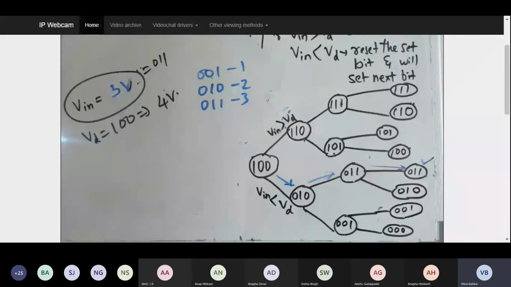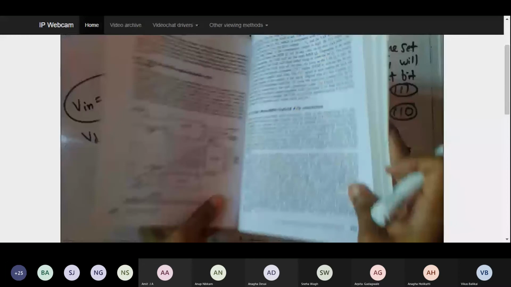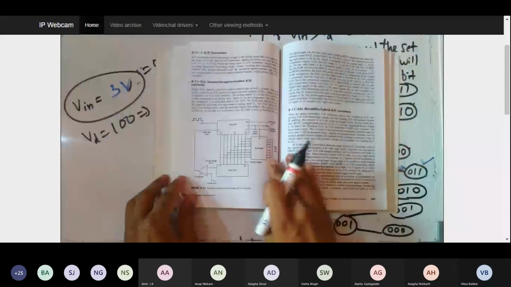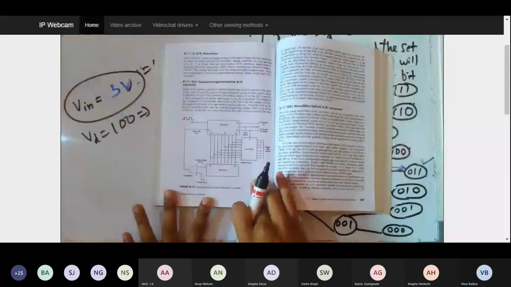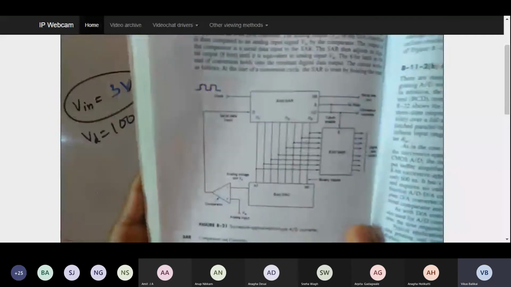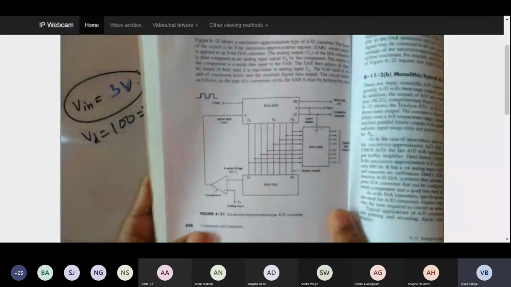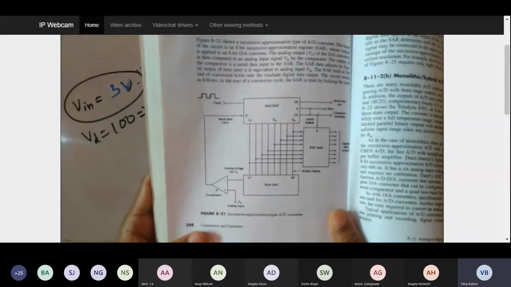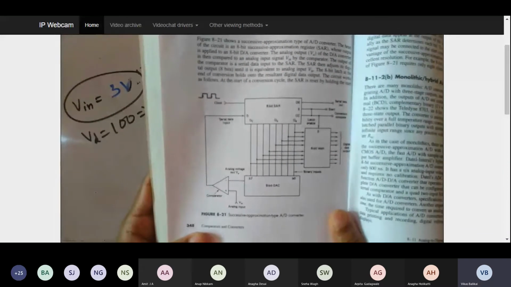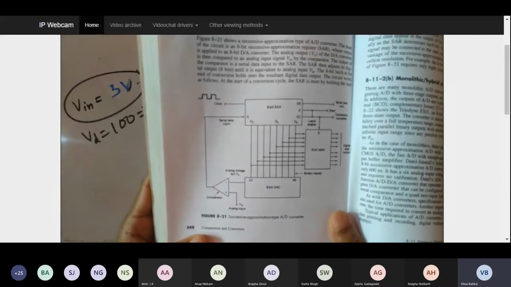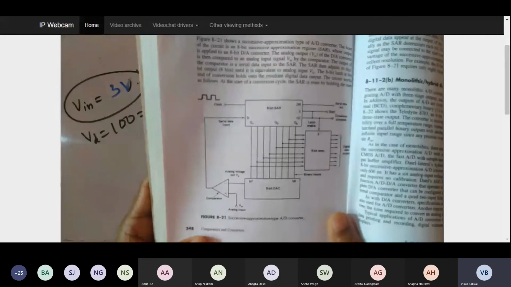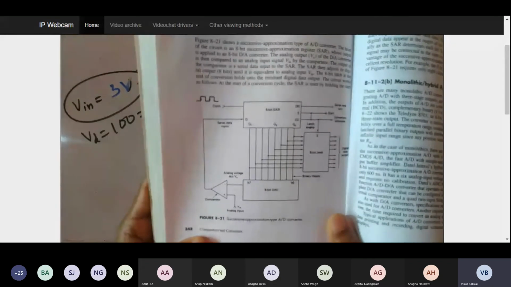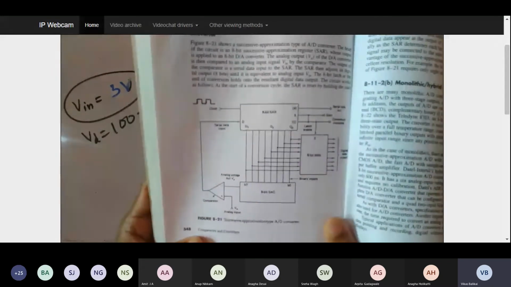I'm going to show you from the textbook itself. Maybe you can just see over here. This is the figure that has been given in the textbook, and this is what they have done for an 8-bit value. Because an 8-bit value will be a very tedious task for explanation, I have taken an example of a 3-bit.